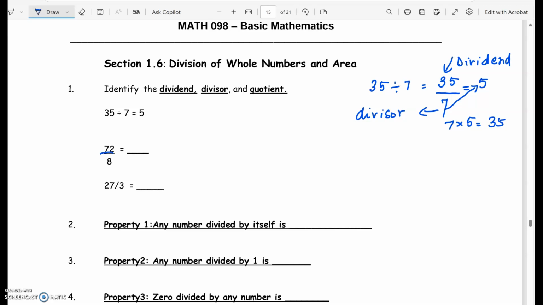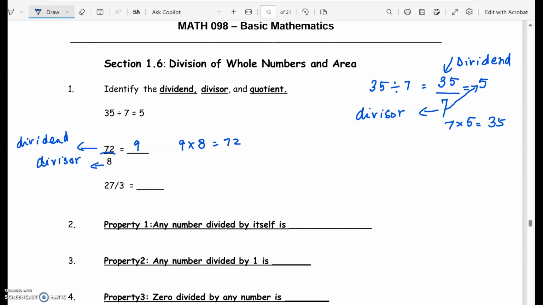72 is divided by 8. 8 is the divisor, and 72 is the dividend. 8 goes 9 times into 72, which is the same as saying 9 times 8 is 72.